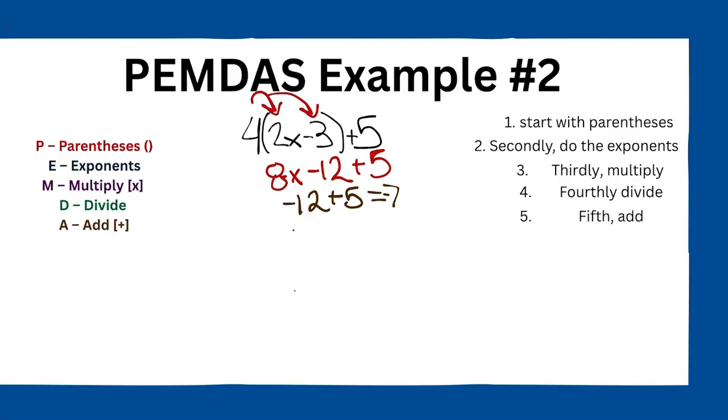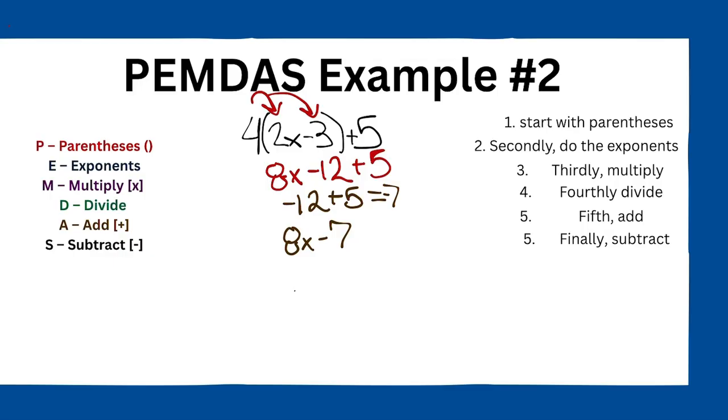I do have addition. So I'm going to add the like terms I see. So I see I have negative 12 plus 5. When I do that, I get negative 7. Those are like terms, and I'm following the PEMDAS order, addition. So now when I do that, I have 8x minus 7.